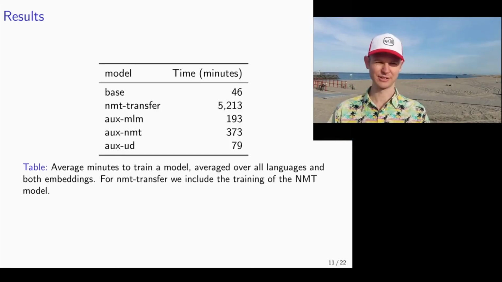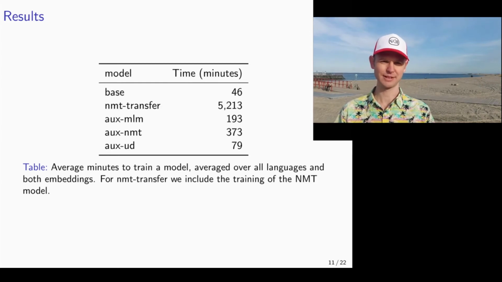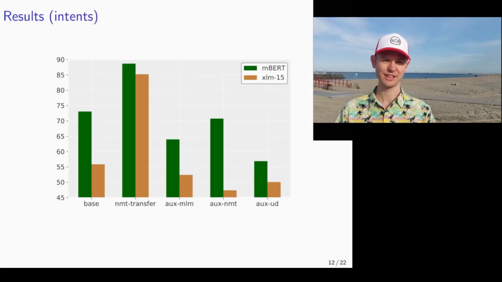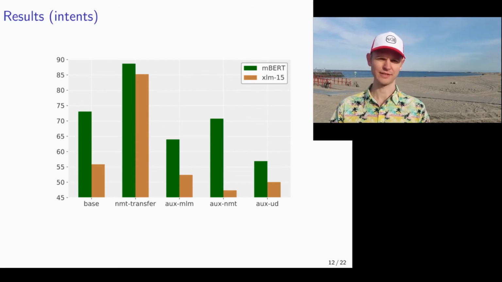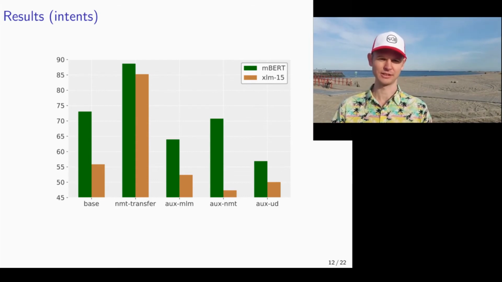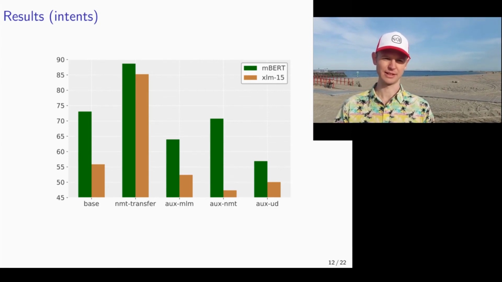Before we go to our main results, I would like to stress that our models have quite different computational needs, especially NMT transfer is very costly to run. In this graph, we plot the accuracy scores of each model on intent classification. We use either mBERT or XLM15 and we average the scores over our 12 target languages, so we exclude English. NMT transfer is clearly the best model, outperforming our baseline by 15 to 30 absolute points in accuracy. The multitask models, in contrast, underperform compared to the baseline.